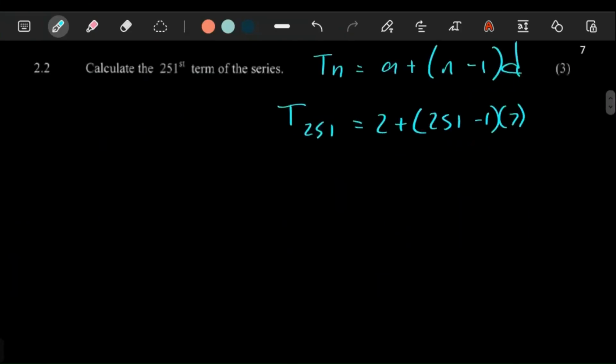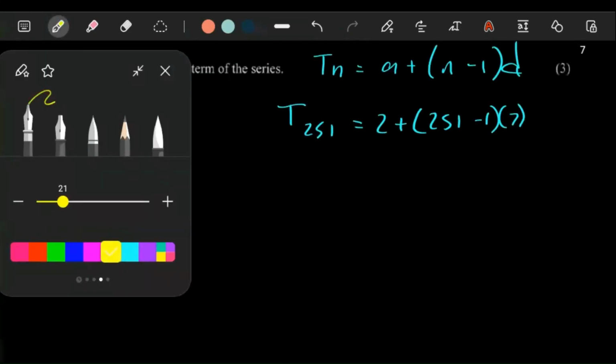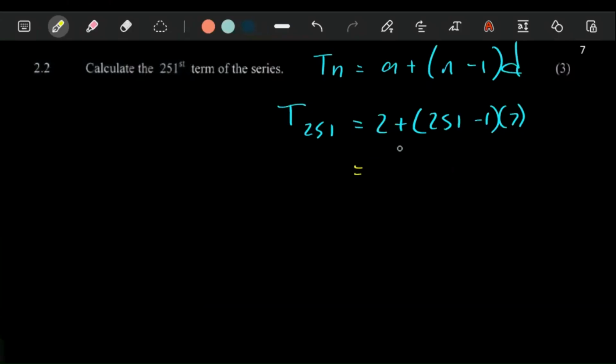Let's see. All this being done, 251 minus 1, that's like 250. So let's just put everything in the calculator.